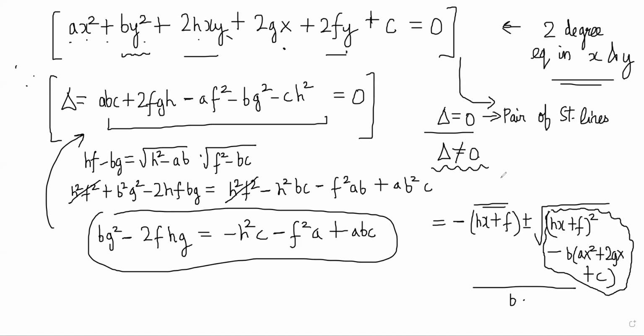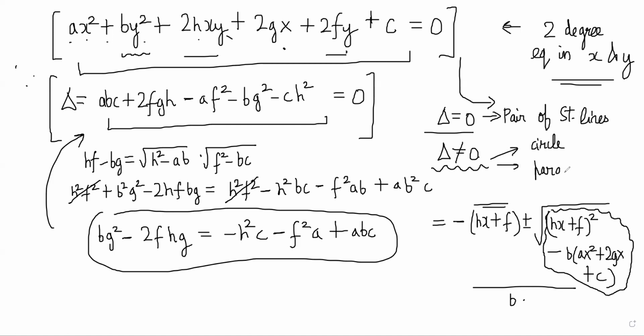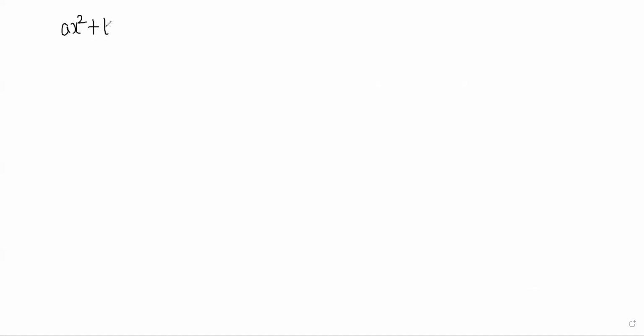Del not equal to 0 means this equation is not going to be a pair of straight lines. In that case, it can be a circle, a parabola, an ellipse, or a hyperbola. Four possibilities. All four cases come under the sub case of del not equal to 0.